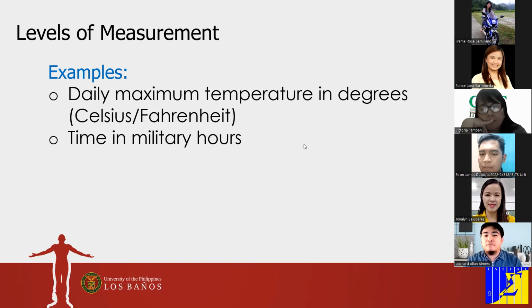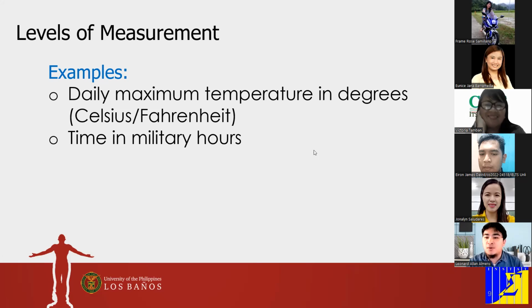Hindi siya perfect. Ibig sabihin po, merong loophole tapos meron diyan nag-argue. Pwede kang mag-argue. Tulad ng test score, pwede mong sabihin na 0 ka sa test, so wala kang score. Pero may i-argue naman sa iyo ang iba, hindi, may score ako, 0 nga. So ingat lang sa pag-declare.